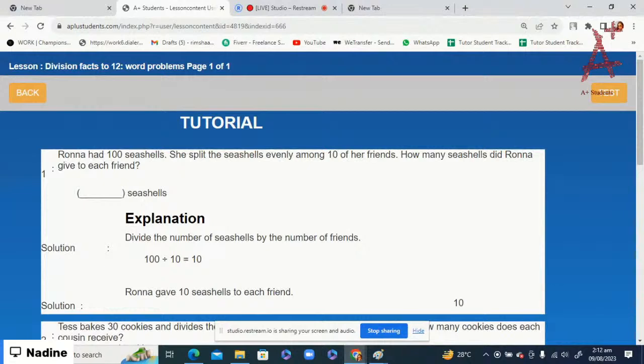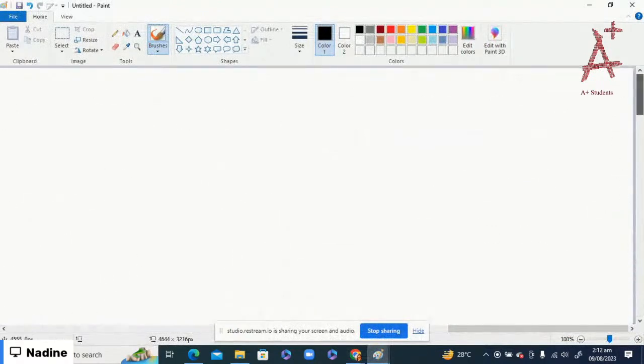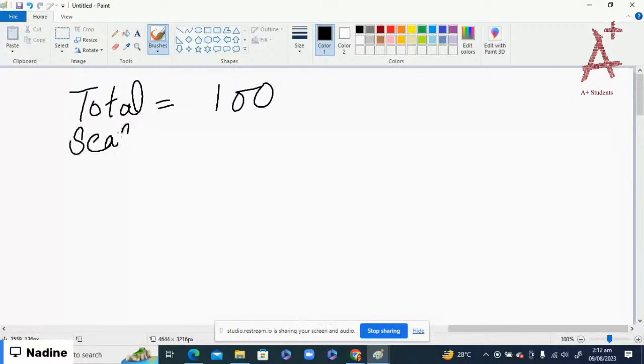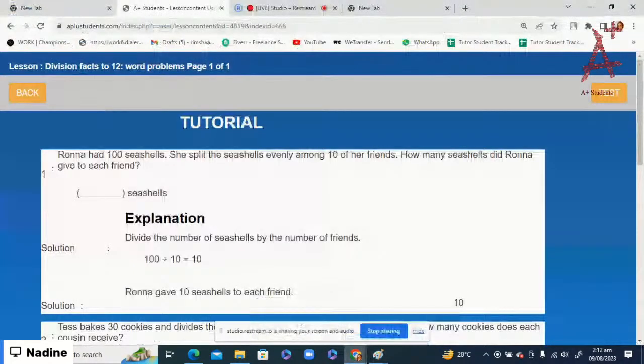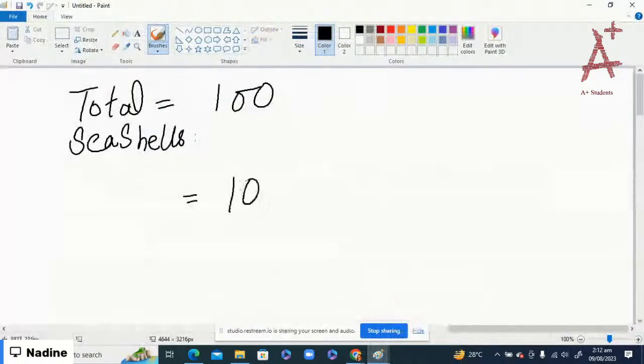How many total seashells basically? Let's write total. How many of the total? That is 100. Okay, total seashells are 100. And she split the seashells evenly among 10 of her friends. How many friends? 10. Okay, so the number of friends is 10.